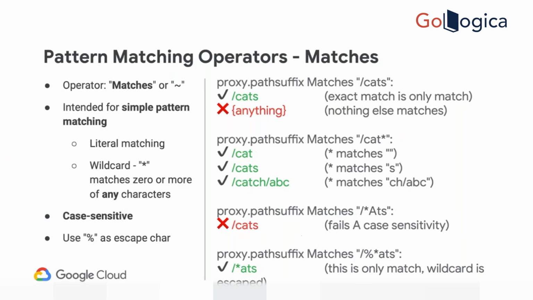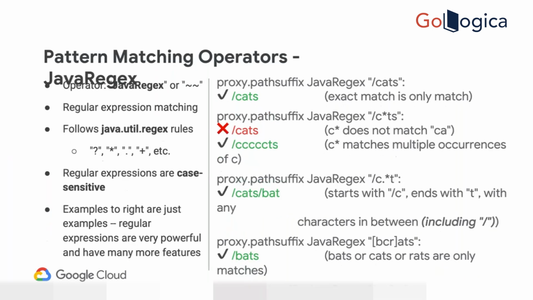Now if you want to use star as a star character, to match the star symbol, and not as a special wildcard, then you have to use percent. If you give percent, it will treat star as a normal star character, not as a special symbol or wildcard. So it will match with star ATS, like this. It means it does an escape.